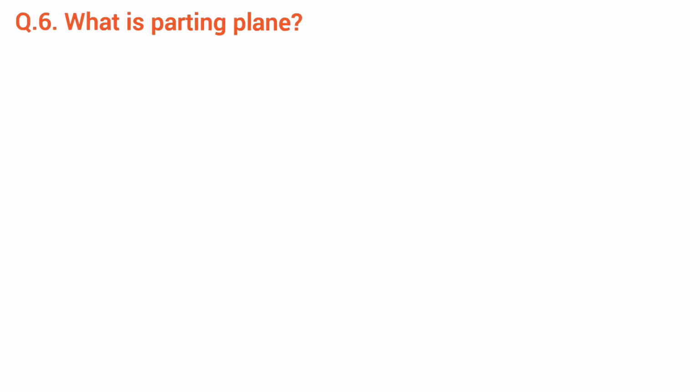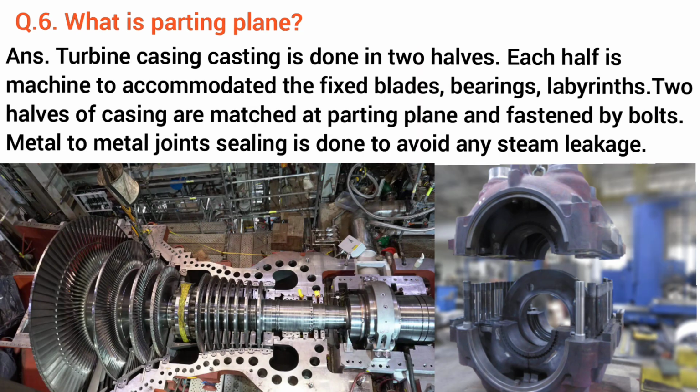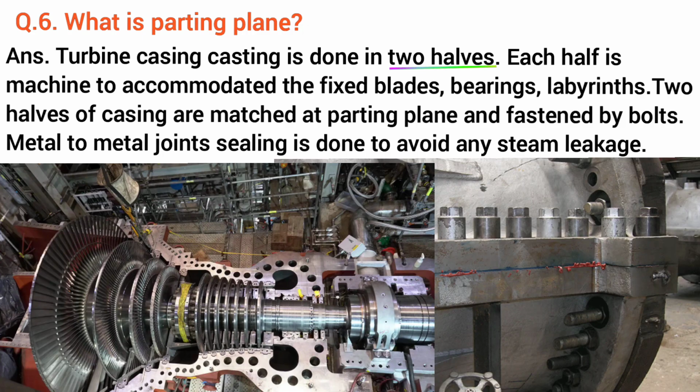What is the parting plane? Turbine casing casting is done in two halves. Each half is machined to accommodate the fixed blades, bearings and labyrinths. The two halves of the casing are matched at the parting plane and fastened by bolts. Metal to metal joint sealing is done to avoid any steam leakage.